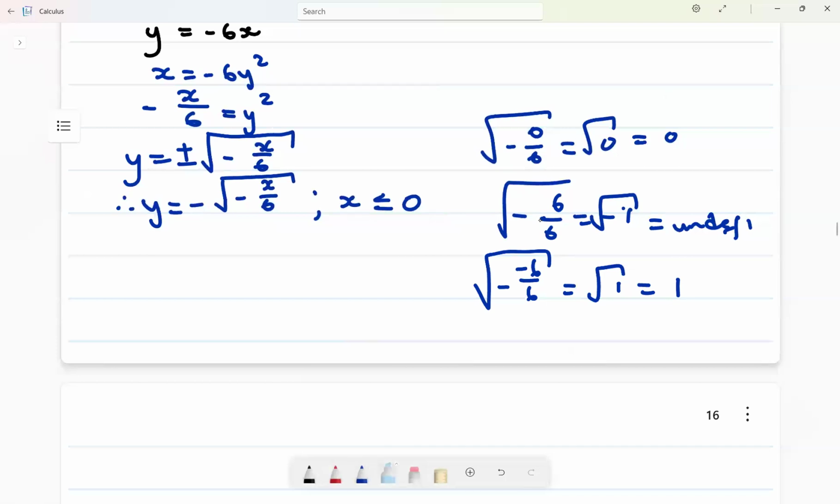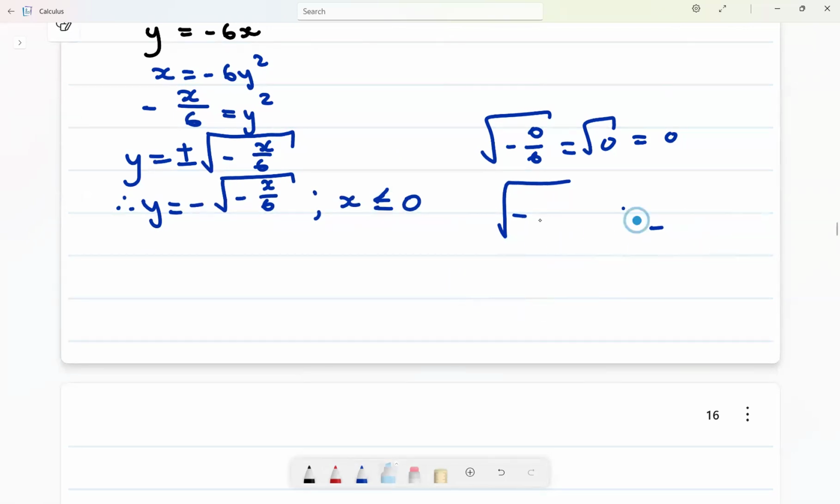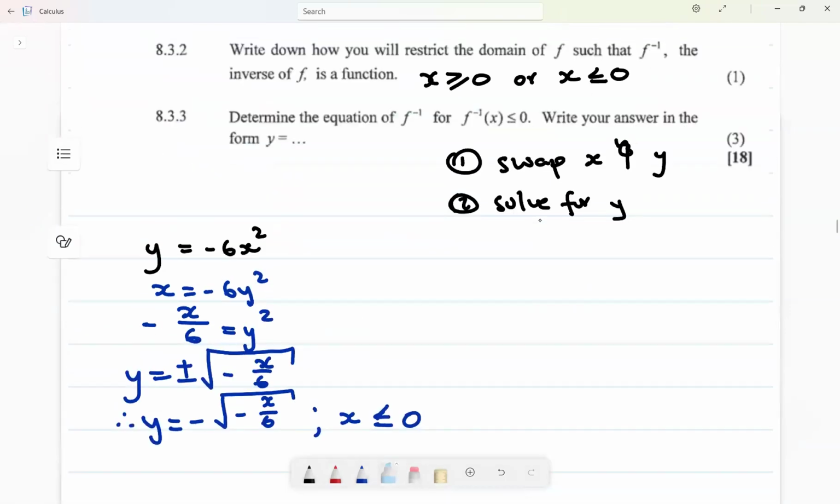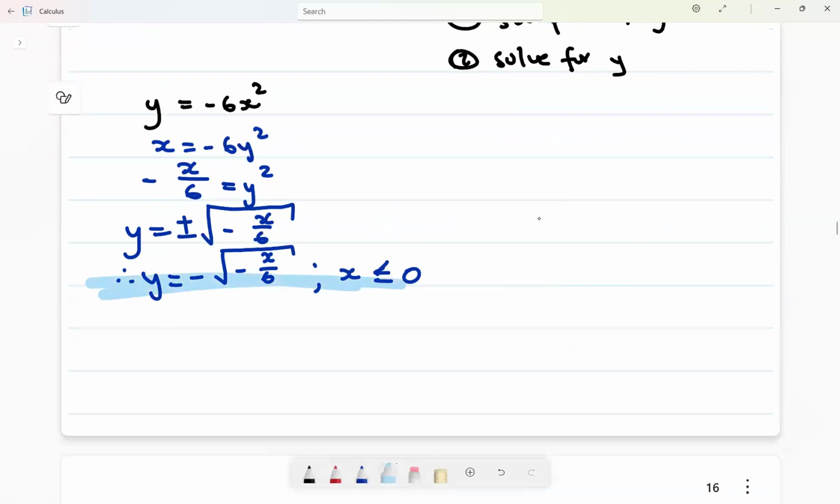So my restriction says the value of x, whichever value of x that I input, either it is negative, less than 0 means negative, or it should equal 0. Then this should be your final answer, guys, for that question. Hopefully I explained. And then they tell you write your answer in the form of y. Okay, so it is already in the form of y.